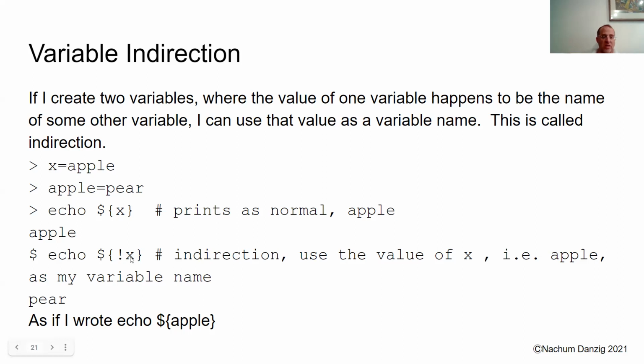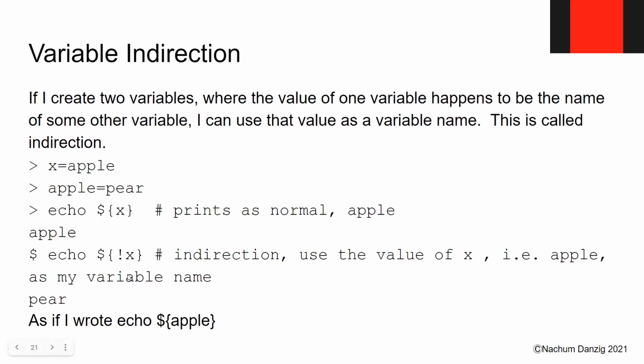not regular X, but X with an exclamation mark in front of it, then that means view X as a pointer. Use indirection, which means use the value of X, which is apple, as we showed here, but view that apple as a variable name. So in other words, print the value of the variable whose name is equal to the value of variable X. Variable X's value is apple, and there happens to be a variable called apple. So it's going to print the variable called apple. So it's going to print pear.